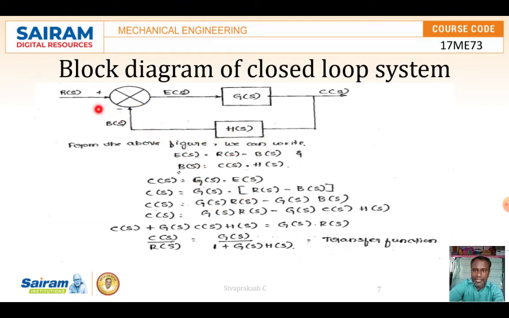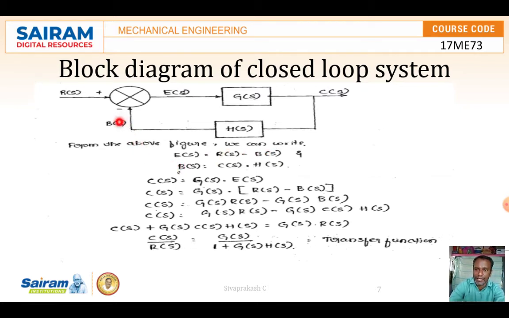If you see in this figure, R of S is the input value, E of S is the error signal, C of S is the output, G of S is the forward path block, and H of S is the feedback path block. Now in this figure we can write E of S is equal to R of S minus B of S. Am I correct or not? Like A minus B, same like E of S is equal to R of S minus B of S. This is the first equation.